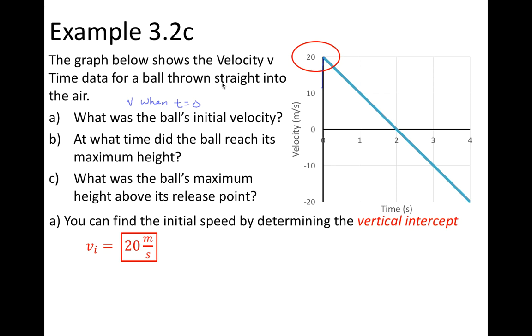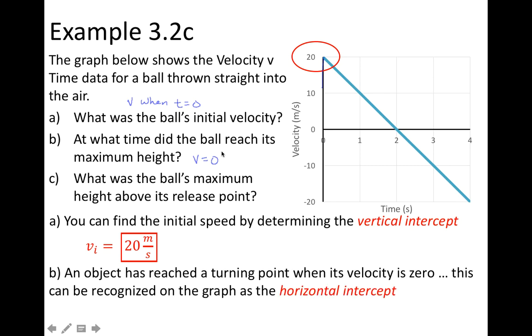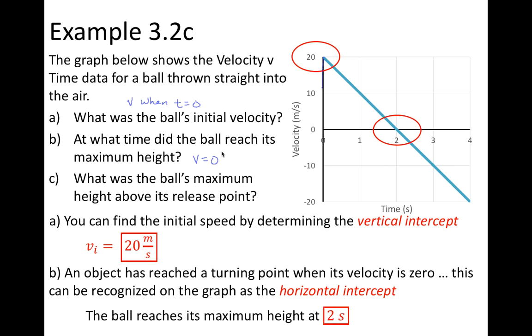Part B wants to know, at what time did the ball reach its maximum height? Well, we have to know that when an object reaches its maximum height, it's at a turning point. And a turning point occurs when an object's velocity becomes 0. So we want to look for where the velocity is 0. Well, this happens where it intersects the horizontal axis, the horizontal intercept. And that happens right then at 2 seconds.